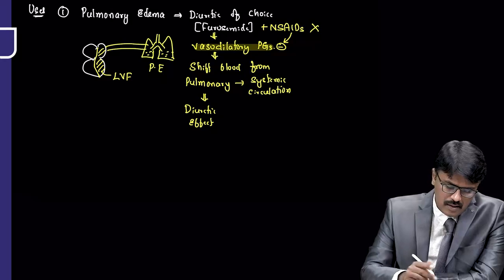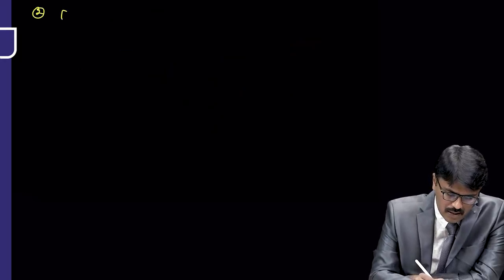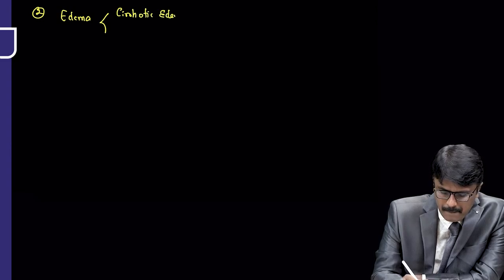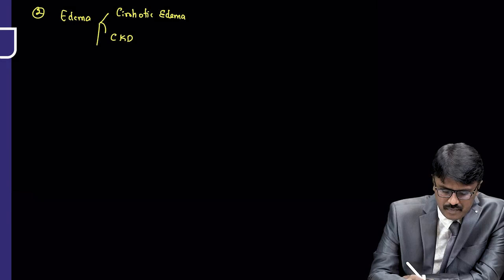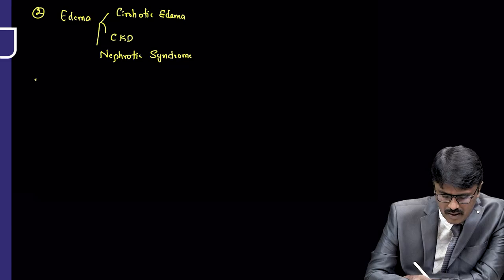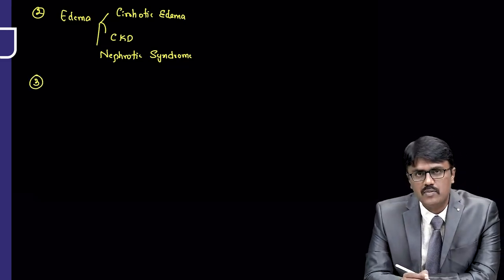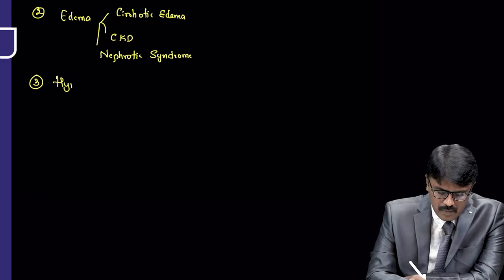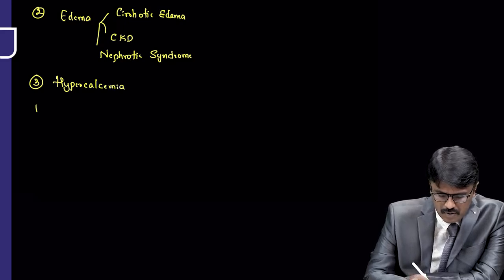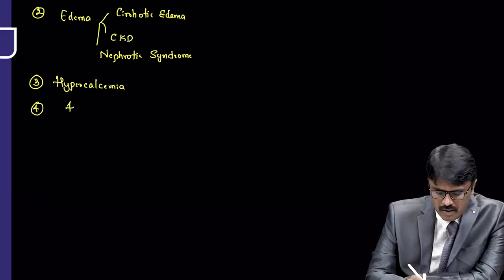Apart from that, loop diuretics are also used in other edema conditions. It is used in cirrhotic edema, and the renal edema because of CKD, or the edema due to nephrotic syndrome, we use loop diuretics. Now, I told you loops lose calcium, so we can use them in the management of hypercalcemia. Number 4, it is also used in the management of hypertension.